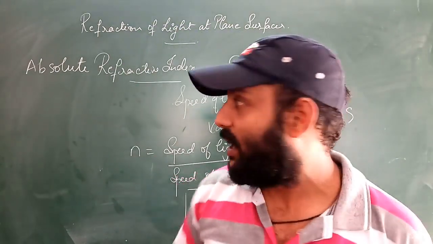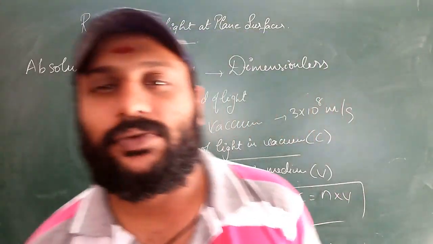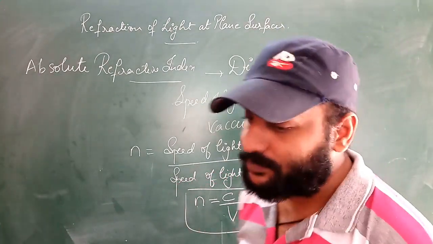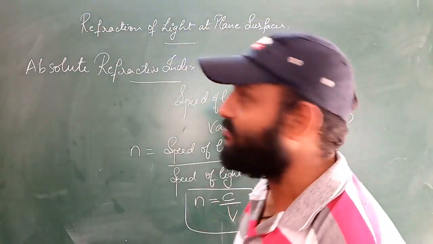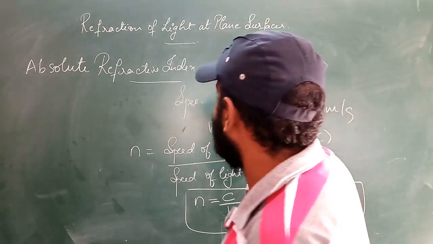Understood? That is the absolute refractive index. Let's see the next one, relative refractive index. Before that, let's see the values of this refractive index for different materials.